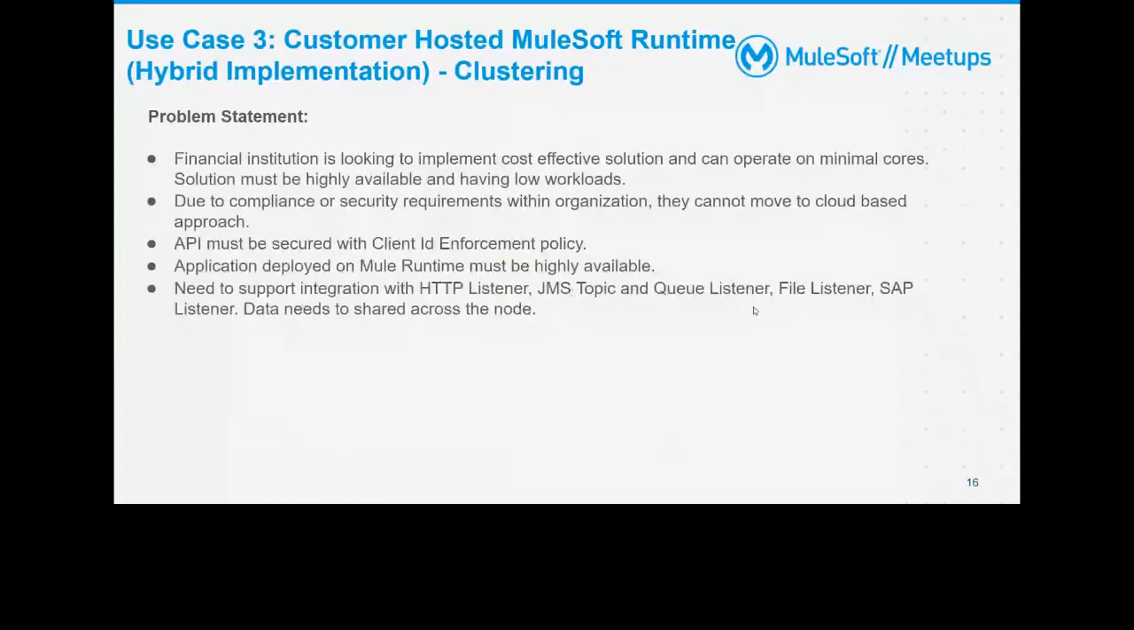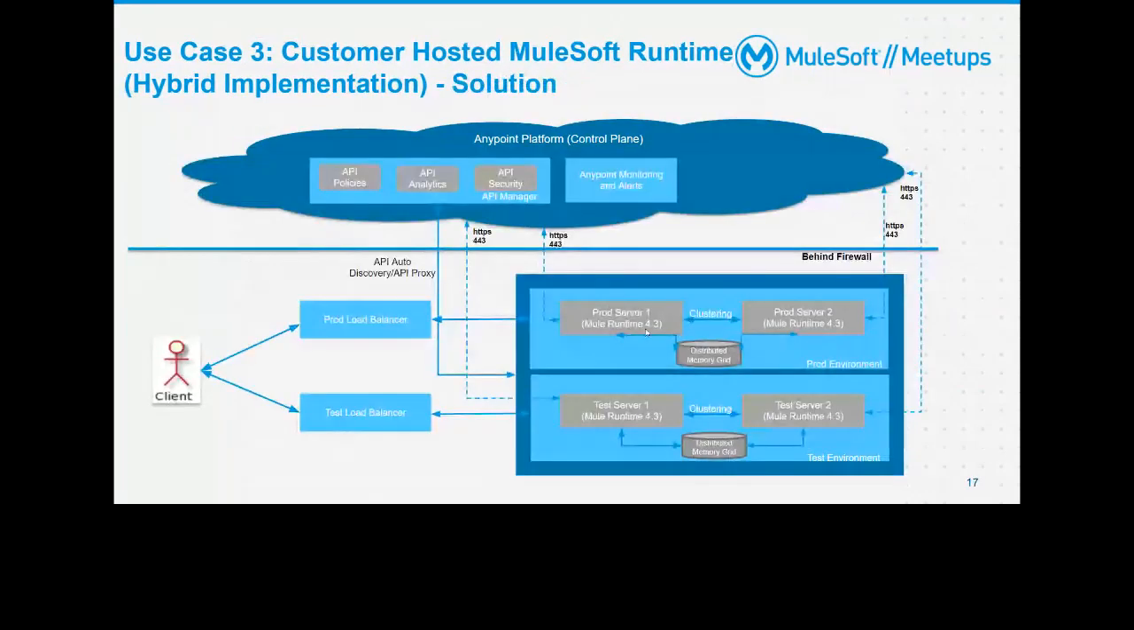We have a topic listener, queue listener, file listener, SAP listener. So generally, what will happen? Let's consider if I haven't used the clustering, and I put my request to the topic. In that case, the same message will be picked by both servers, server 1 and server 2, and it will be processed by both. But if I use the clustering, it will ensure that the message from the topic is always processed by one server. It doesn't get processed by both.